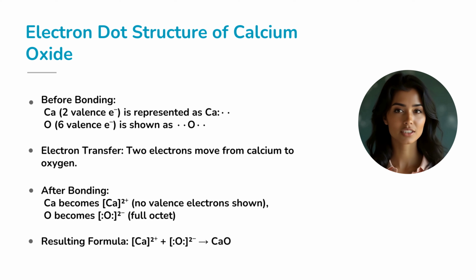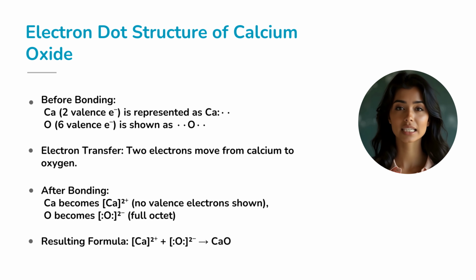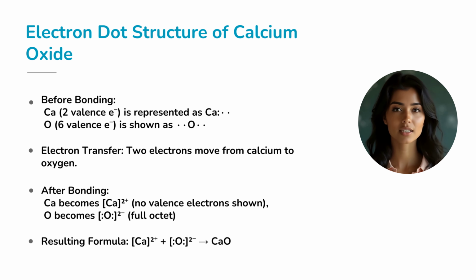This transfer is not about sharing, it's about one atom giving and the other taking, just like a donation. And visually, it's represented as Ca with a positive charge plus O with 8 electrons and a double negative charge, forming calcium oxide. You can see this in the electron dot diagram on the screen.